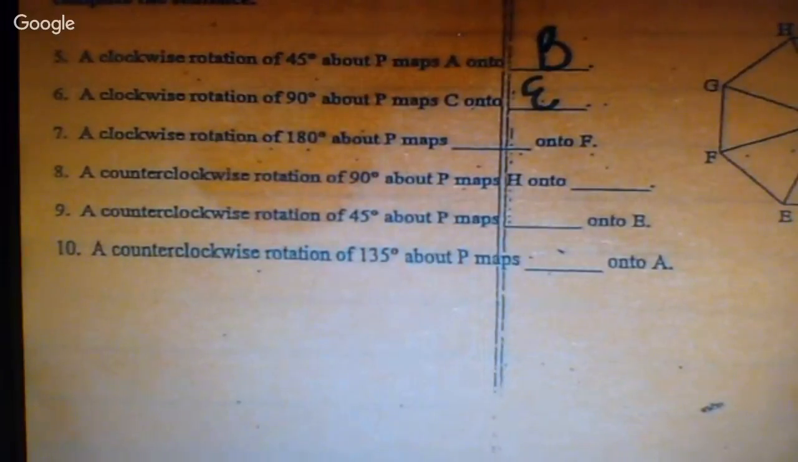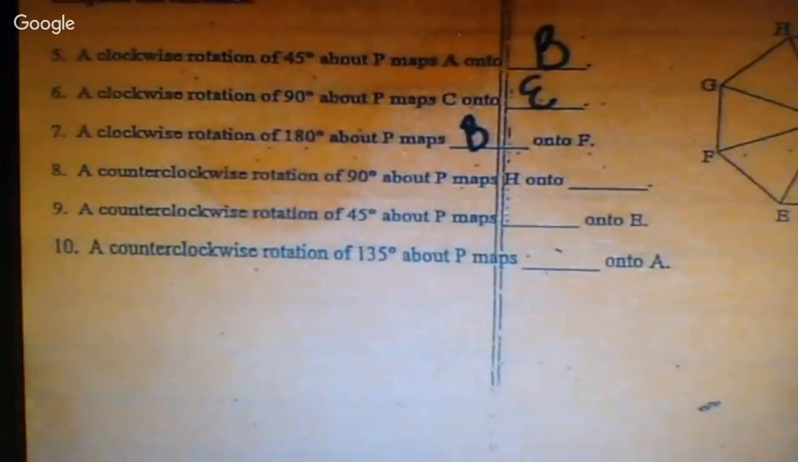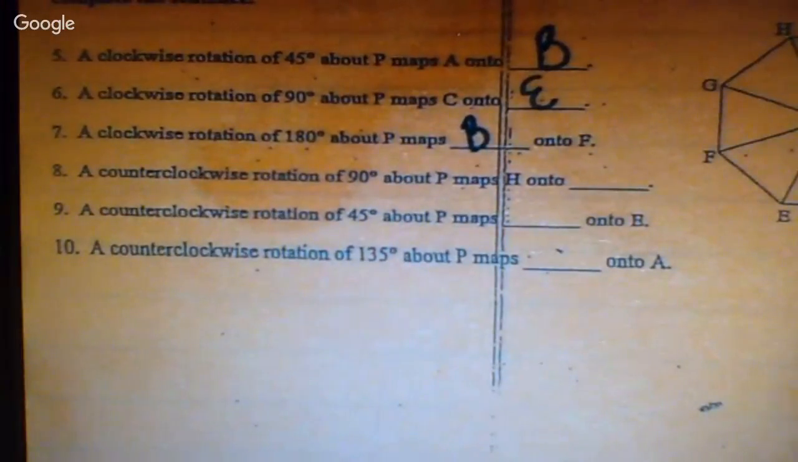Okay, so it wanted us to go clockwise. Again, though, they give me my ending point, so I need to work backwards. I need to go counterclockwise instead. 4 spaces. 1, 2, 3, 4. So we should be at B. If I start at B, it takes me 180 degrees to get to F. Okay, does that make sense? When they give you the ending point, you actually have to go backwards from what they tell you.